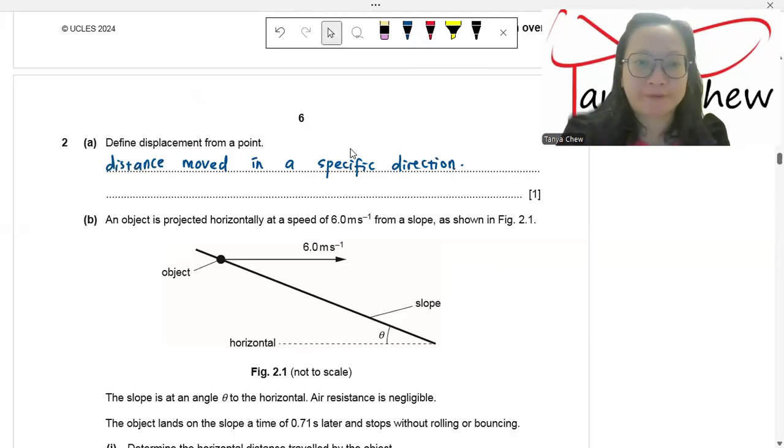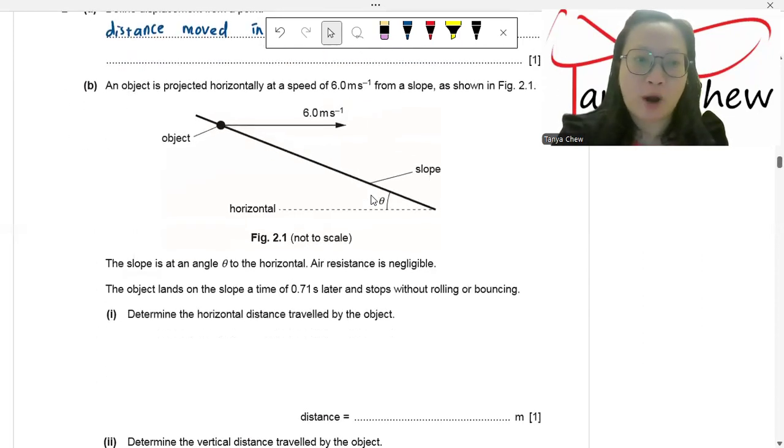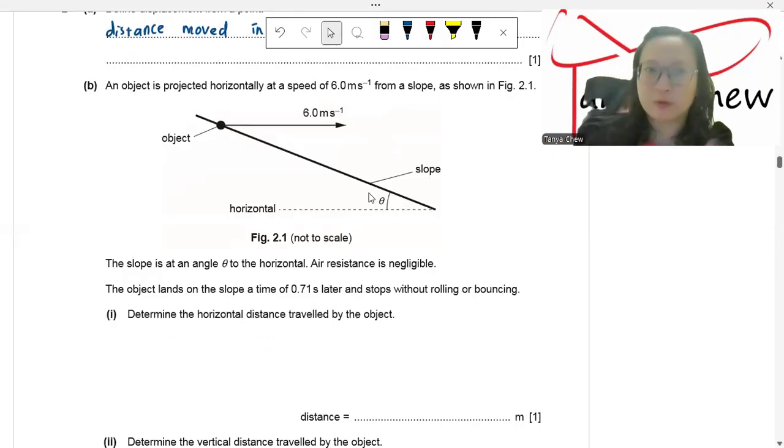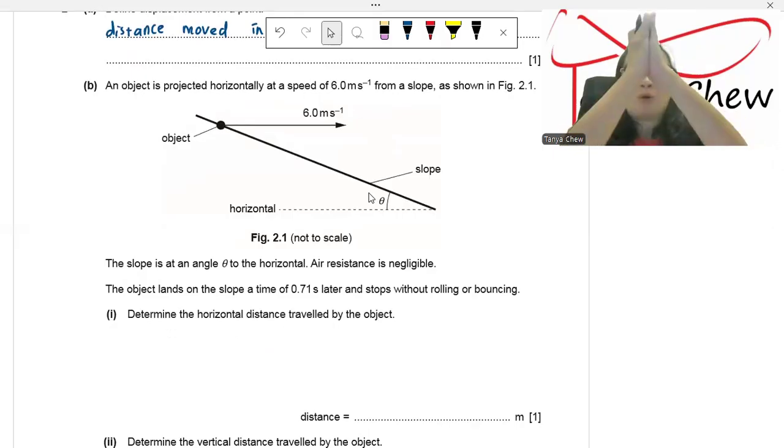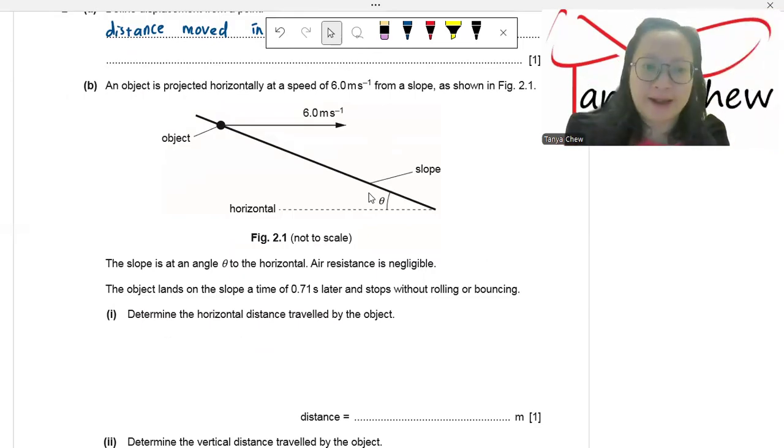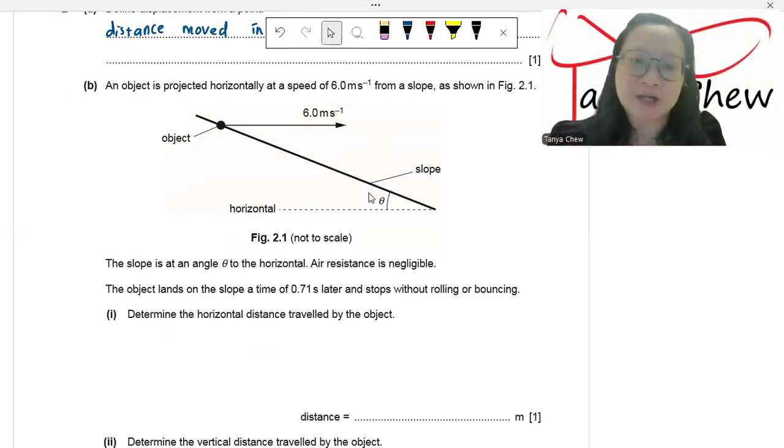B, an object is projected horizontally at a speed of 6 meters per second from a slope as shown in Fig 2.1. The slope is at an angle of theta to the horizontal. Air resistance is negligible. Oh, thank God. The object lands on the slope at a time of 0.71 second later and stops without rolling or bouncing. Wow, that is fascinating. First part, determine the horizontal distance traveled by the object.